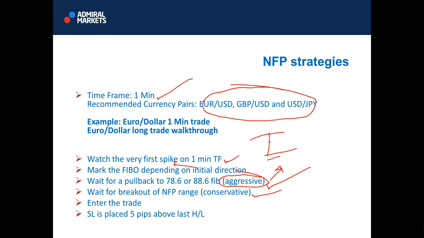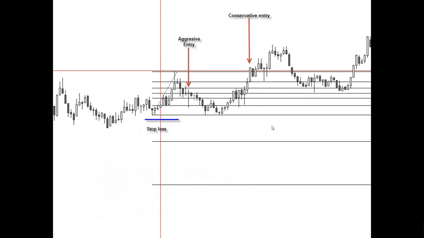After we can mark the Fibo, depending on the initial direction, we of course wait for a pullback, and then we enter the trade. Stop loss is always placed 5 pips above the last high or below the last low. You know that already, how to place stop loss.